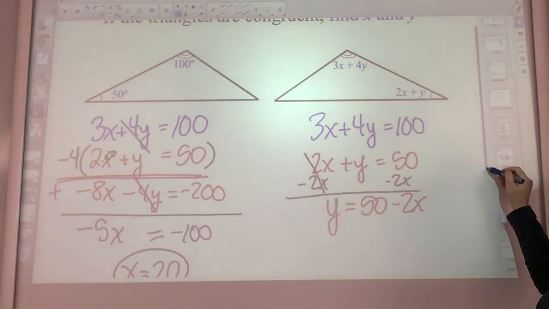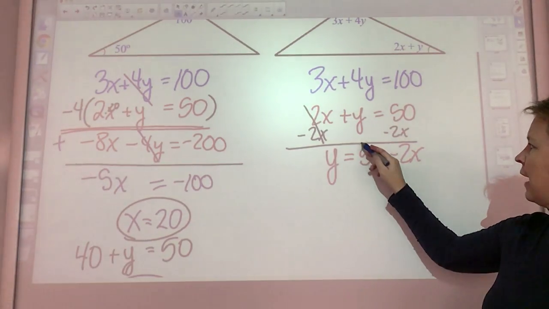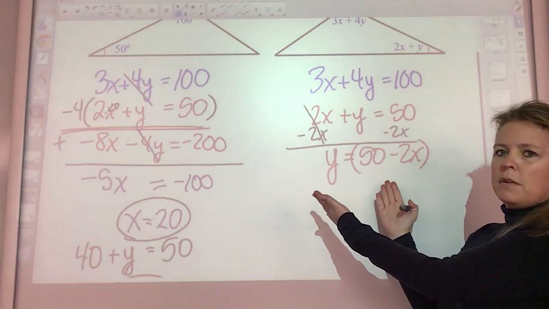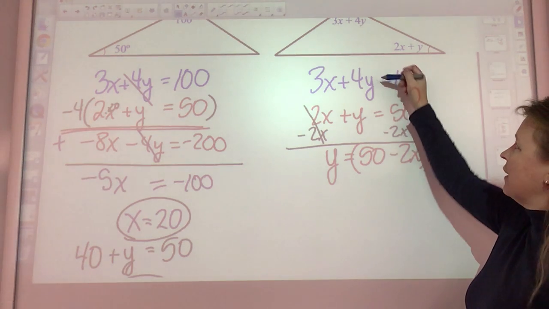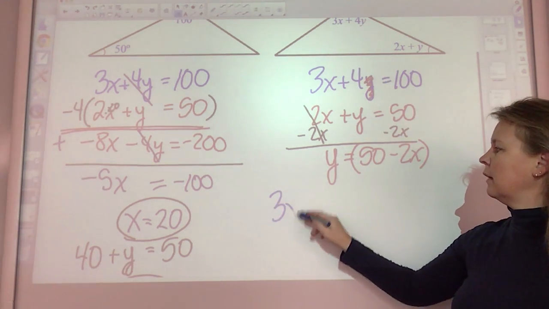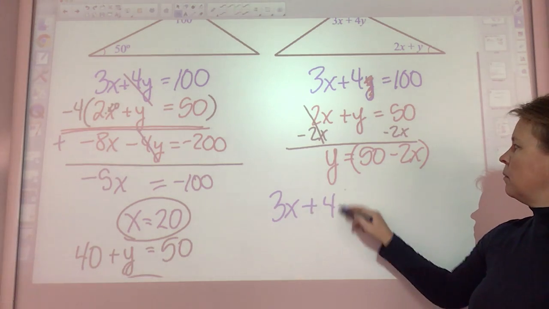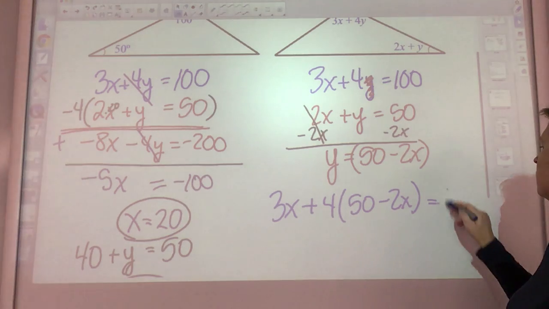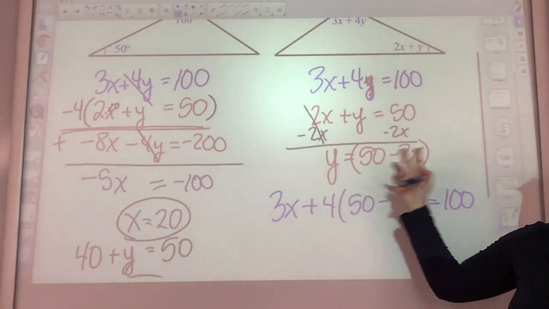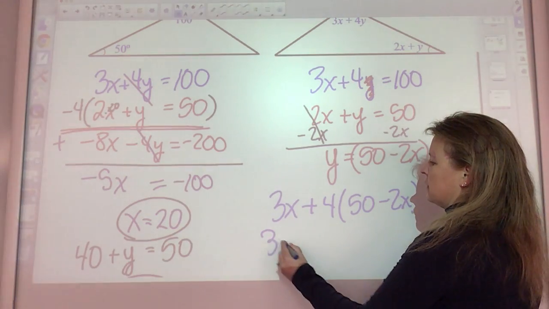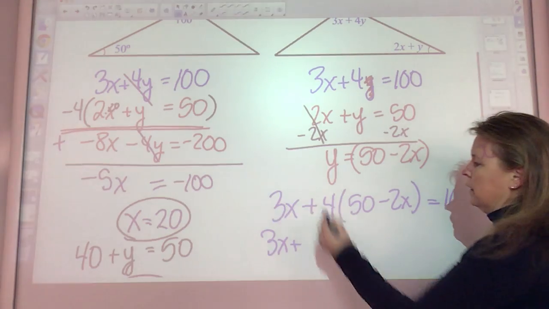Now I know that y is exactly the same as 50 minus 2x. If y and 50 minus 2x are the same, I can take this y out and put 50 minus 2x in its place because they're equal. Hey, we have the substitution property in our cheat sheet too. That's what we just did, substitution property. But to solve this, obviously it's a lot longer and more steps than the elimination.